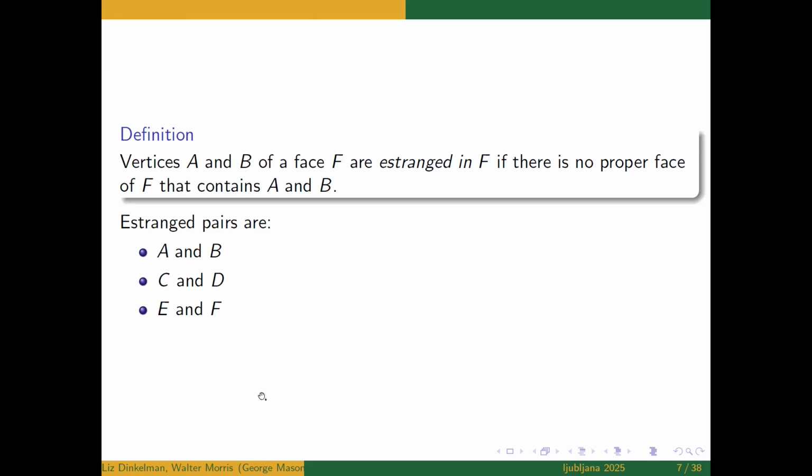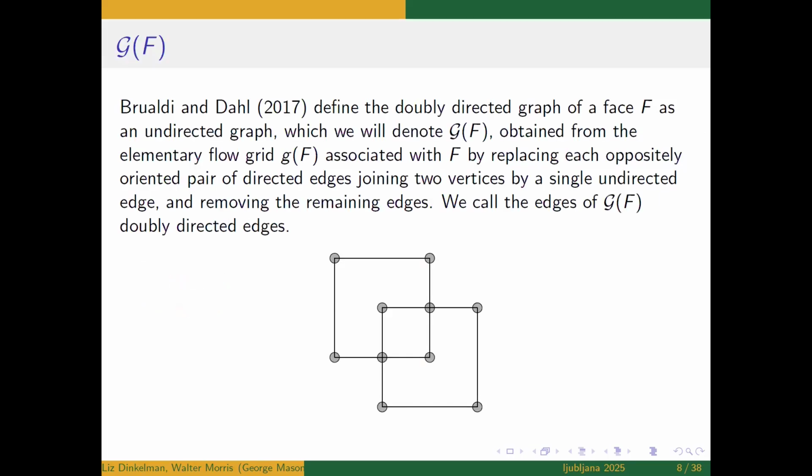We can actually combine simple flow grids B and C. They did not give the whole elementary flow grid, so they're not estranged. Now, we can take our elementary flow grid, we can remove the edges which are not doubly directed and undirect the remaining edges. And then we have something we call script G of F.